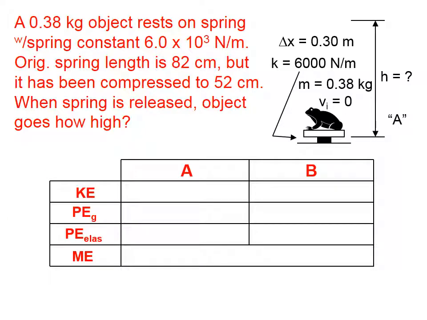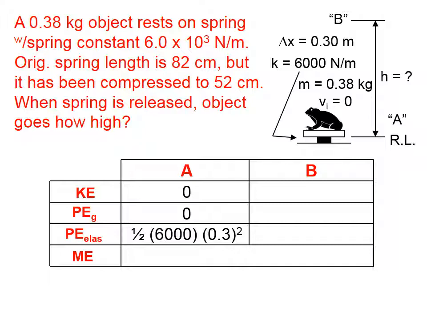So let's define two snapshots. One when the object is down there, and two when the object is up there. In snapshot A, this object is at rest, so he has no kinetic energy. If we define where the object starts out as the reference line, then he has no gravitational potential energy in snapshot A. But the system definitely does have some elastic potential energy when the object is down here on the bottom, and that's equal to 1/2 times k times delta x squared.